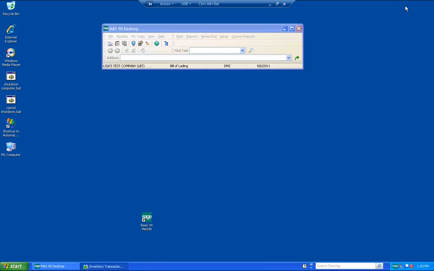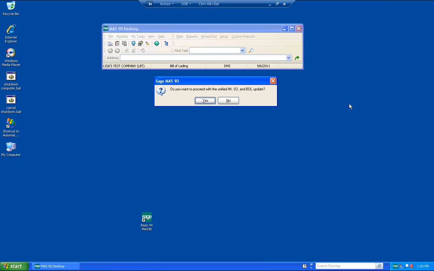Once this is printed, it's going to come back and ask you, because this was a batch that contained only an inventory drop, it's going to ask you if you want to perform the unified update. This is your last chance to stop and fix something without having to resort to a credit and rebill. If you answer no, you can go back and fix whatever's wrong. If you answer yes, it's going to update bill of lading and inventory, changing quantity on hand and average cost.